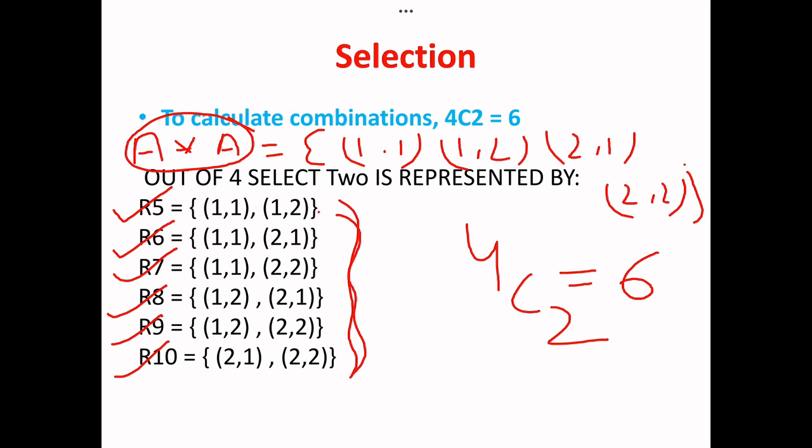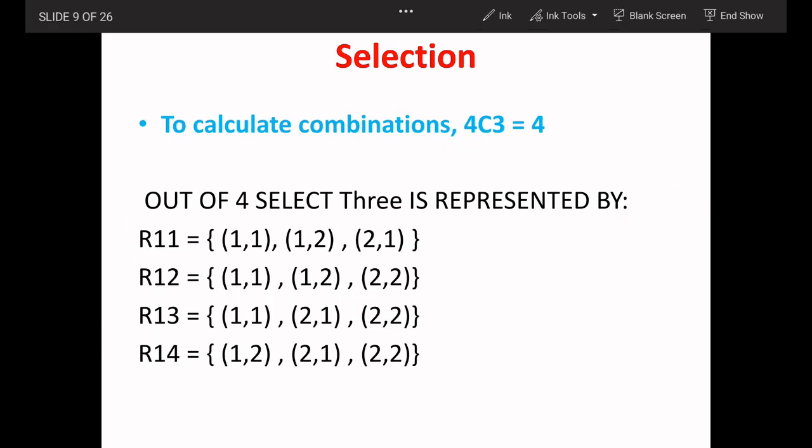Now next, suppose the user wants to select 3 elements.